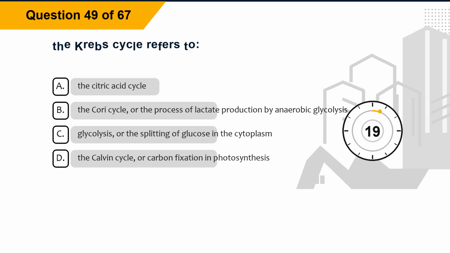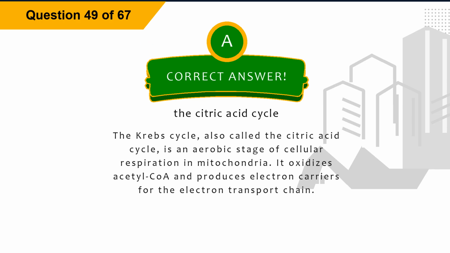Question 49. The Krebs cycle refers to: option A, the citric acid cycle. Option B, the Cori cycle, or the process of lactate production by anaerobic glycolysis. Option C, glycolysis, or the splitting of glucose in the cytoplasm. Option D, the Calvin cycle, or carbon fixation and photosynthesis. The correct answer is option A, the citric acid cycle.